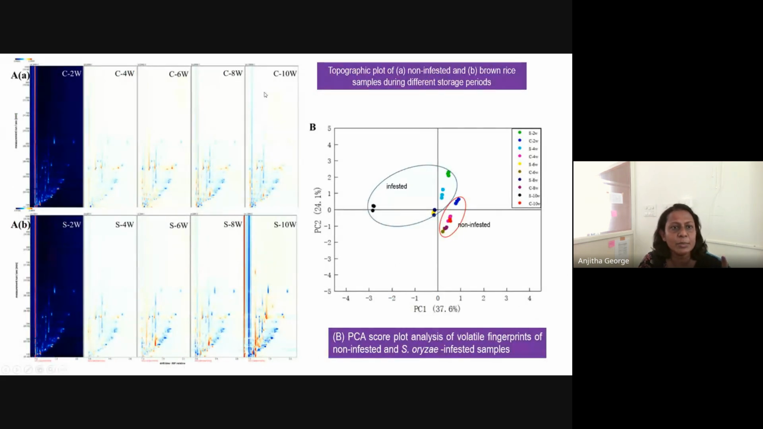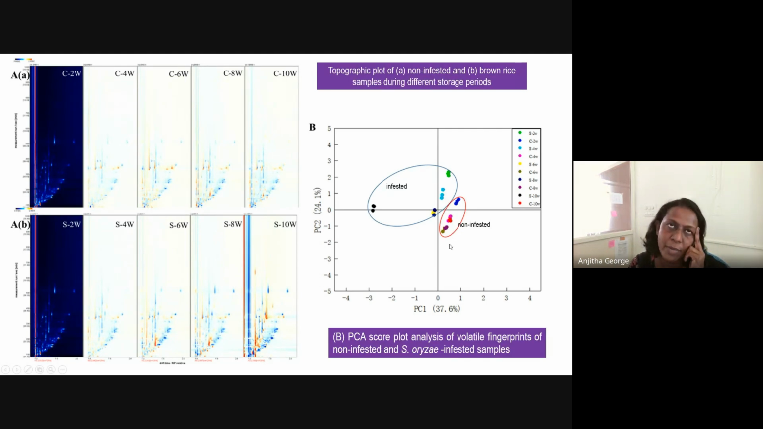Here you can see the picture. The top side is the control seed, and this is the infested one. There is a color difference. You can make out that some of the compounds increase as the storage period increases. This is the case of 10 weeks, where you can see more chemicals were reported. Here, this is the PCA score plot analysis, and they have classified these chemicals into 2 groups, based on the infested seed lot and the non-infested seed lot.